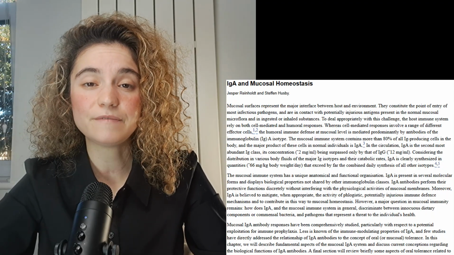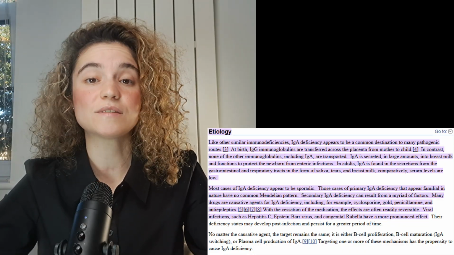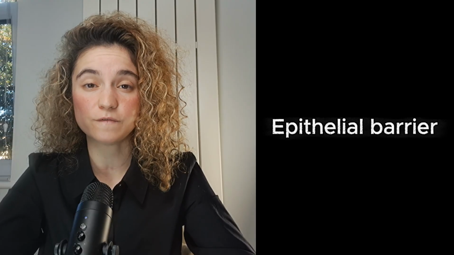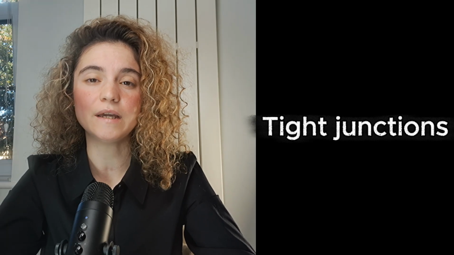It's primarily found in mucous membranes, such as those in the respiratory tract and the digestive tract, as well as secretions in saliva, tears, and breast milk. So as I just touched upon, the gut has several layers to its mucosal lining, the first being epithelial layers, which form the physical wall of the gut. Next up is tight junctions. So tight junctions are essentially complex proteins that seal the spaces between the epithelial cells, and they prevent unwanted leakage.